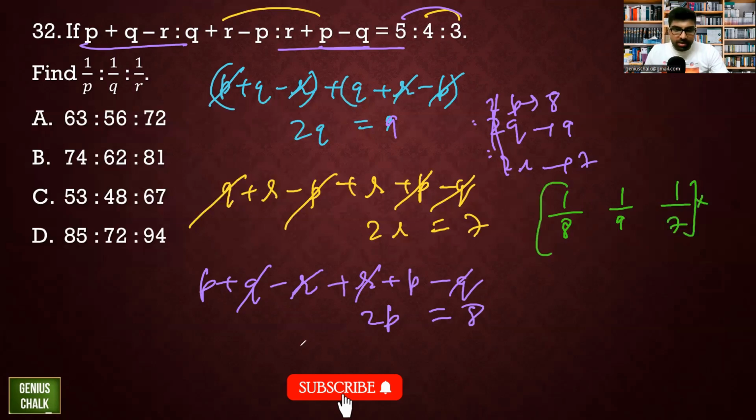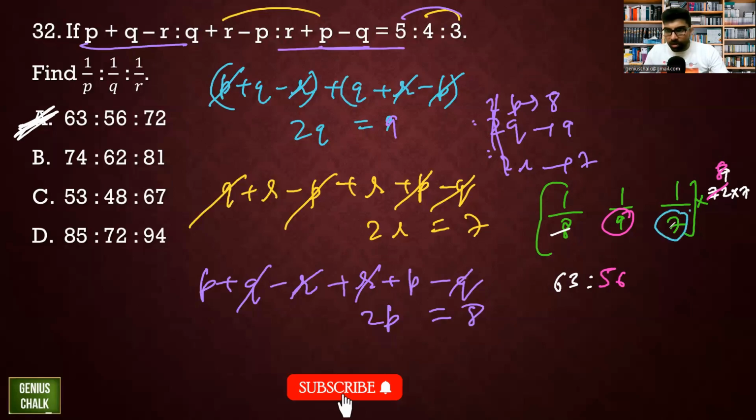So 8 9s are 72. 72 into 7. This is my LCM. Now just solve it. 8 9s are 72, so 9 7s are 63, which is there in the first option. That's my answer. There is no need to check. You can check this for every question, right? Now 9 8s are 72, 8 7s are 56, and 7 cancel, so it's 72 only. So this is my answer, option A, 63, 56 and 72.